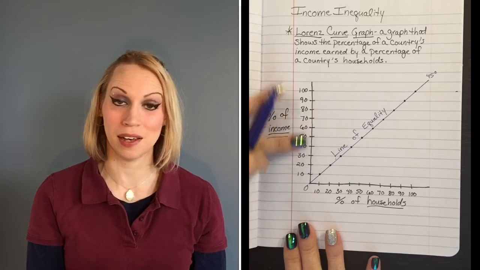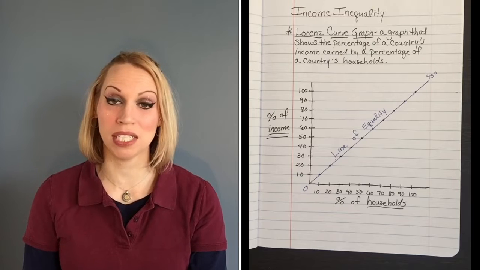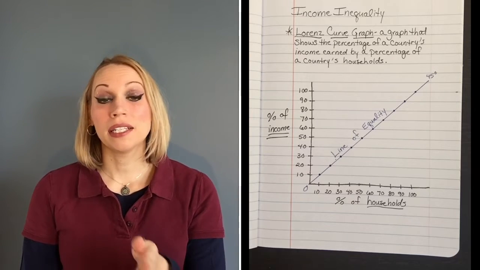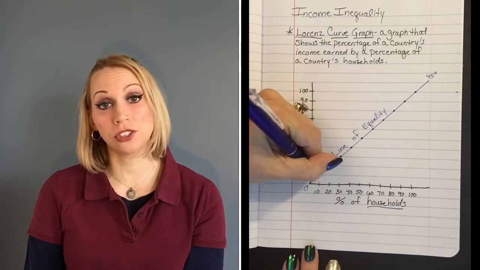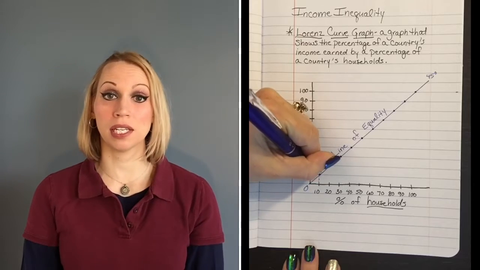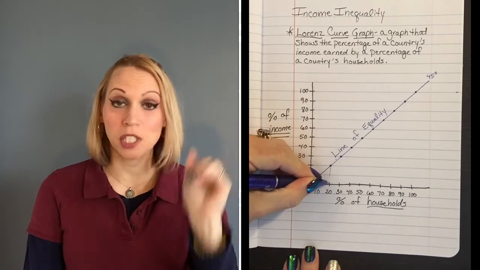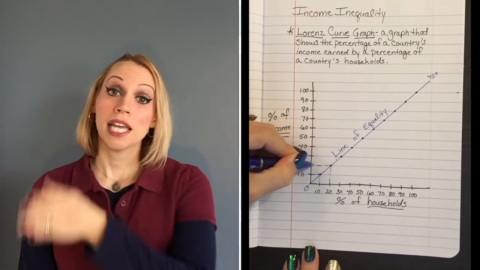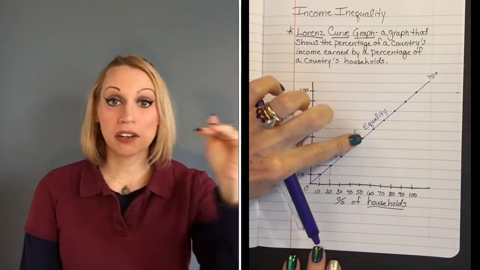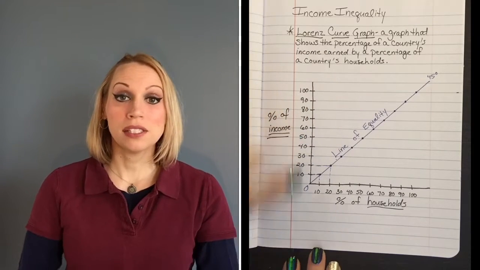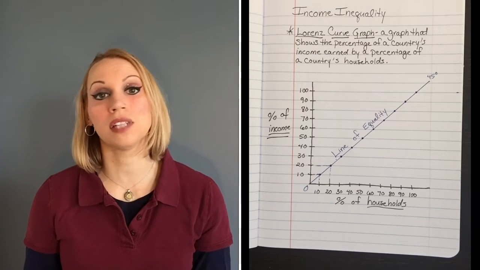of that country's income. The reason why a line with a 45-degree angle is considered income equality is because if you look at the dots that are on the line, we could see that the bottom 10% of households in the country are earning 10% of the income. The bottom 20% of a country are earning 20% of that country's income. If we took it to 50, the bottom 50% of a country's households would be earning 50% of the income. And so what this shows us is that income is distributed equally amongst all of the households.